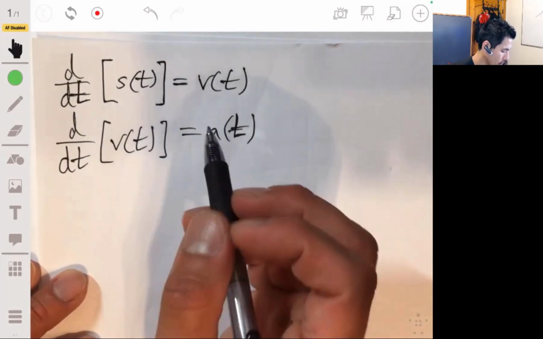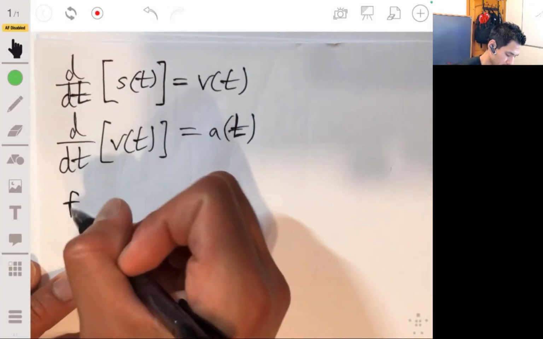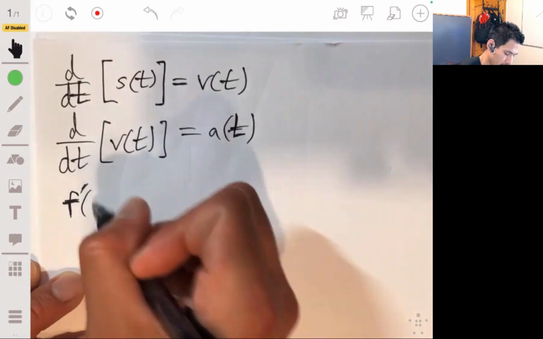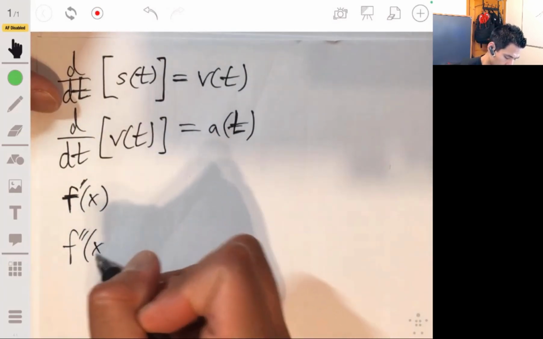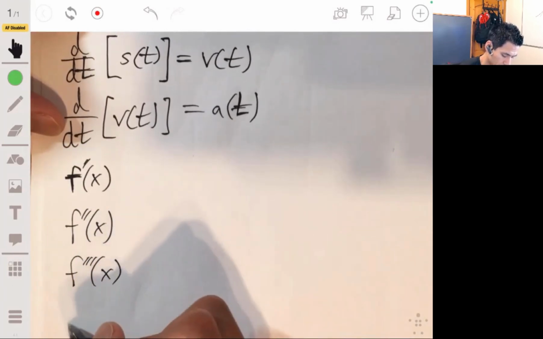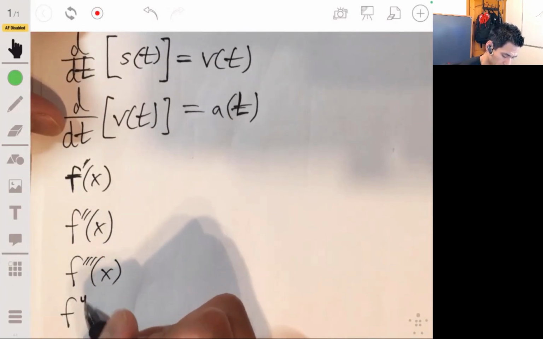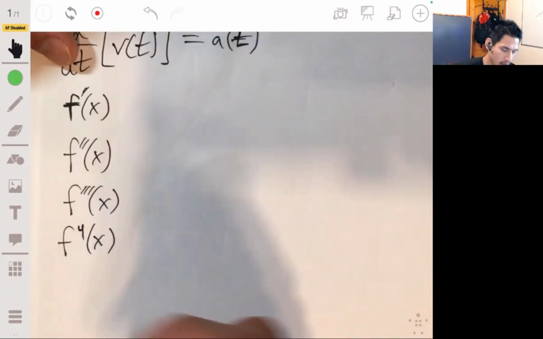Now, no higher order derivatives. So we have the first derivative, f prime of x. We have the second, f double prime. We can keep on going: third, fourth, and so forth. Once it gets to the fourth, you usually use a number like that.